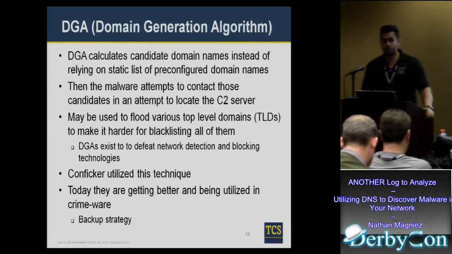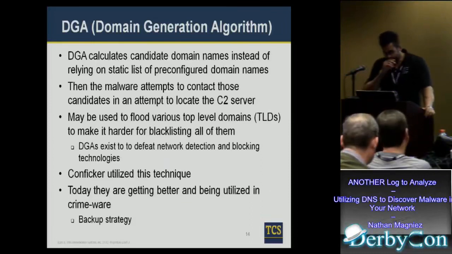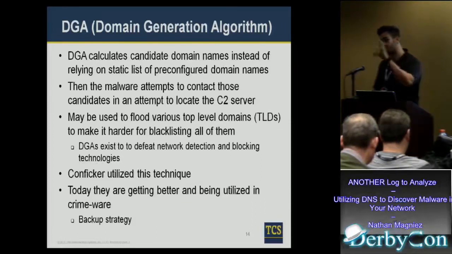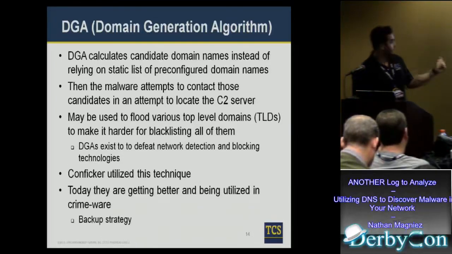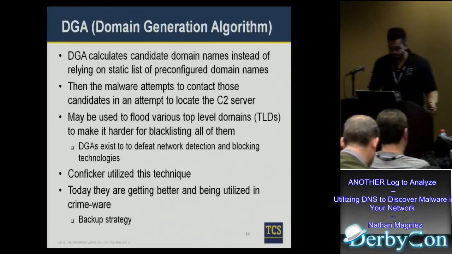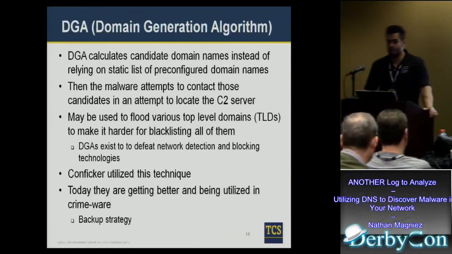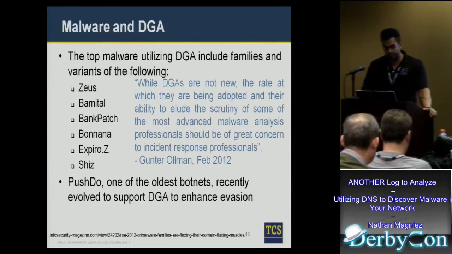All right, and that's what we're kind of looking for here. So once it tries that DGA, it sends out a whole bunch of weird-looking fully qualified domain names to be translated. We're going to get some results there in our packet captures, in the indexed domain responses. Specifically, Conficker utilized this technique in the past, and still does today. It's being adopted more and more by other types of malware, aka crimeware.